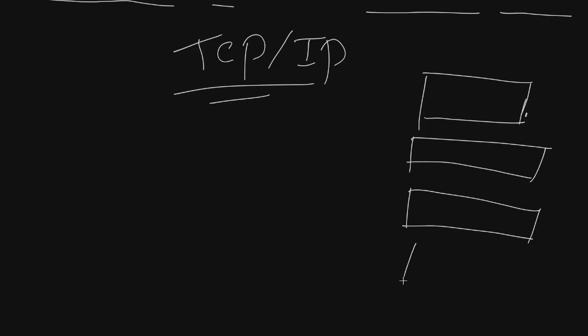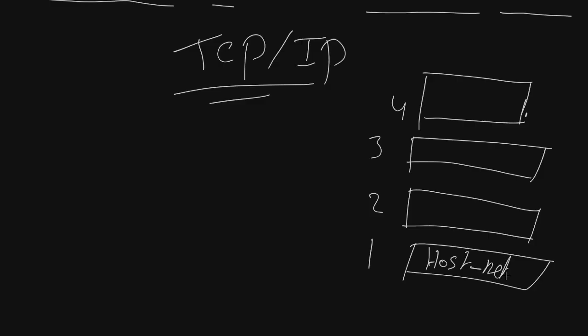So the first layer, which is layer 1, 2, 3, 4, from down to up, is called host to network, and this one is called internet. Then this is transport, and this is application. Okay, this is application. So let's look, for instance, at a web page. A web page, or Chrome or Firefox, is an app. It's on the highest level here, the app level.